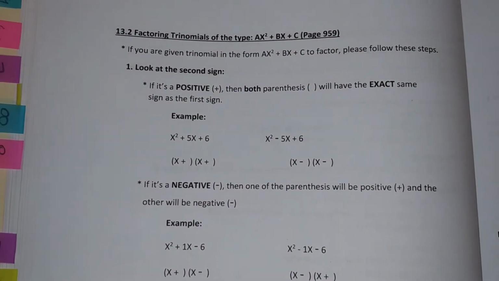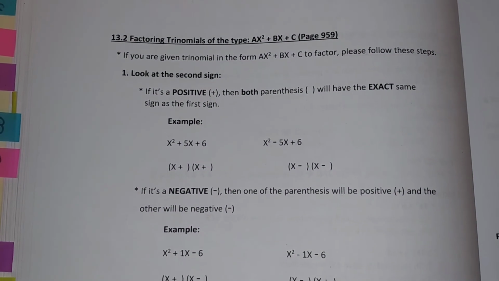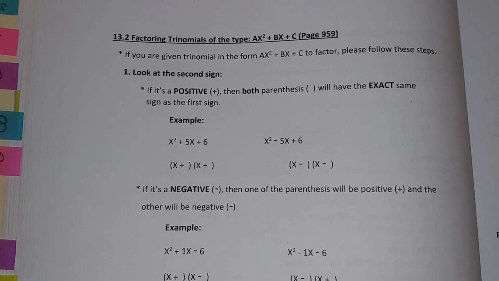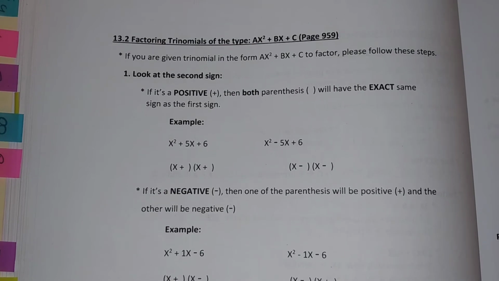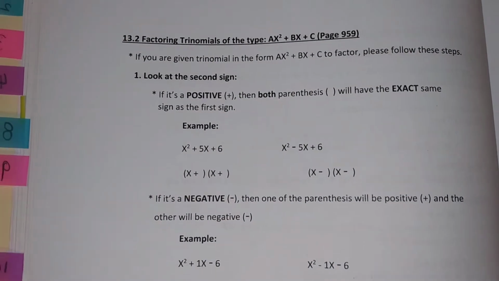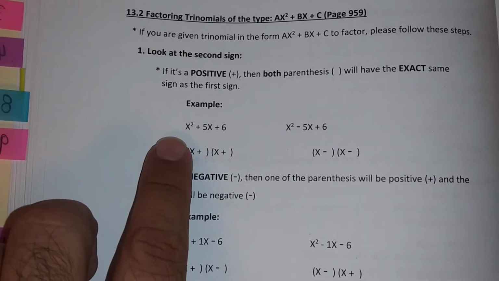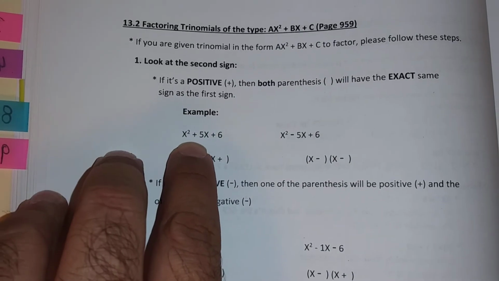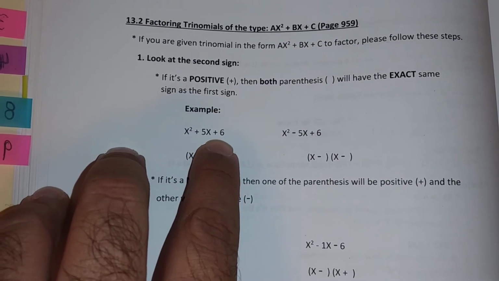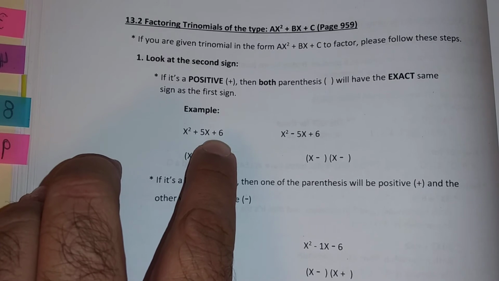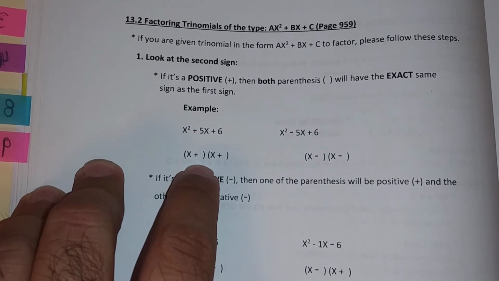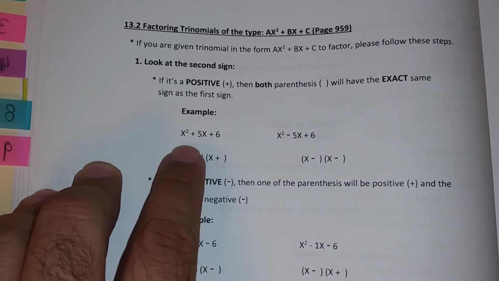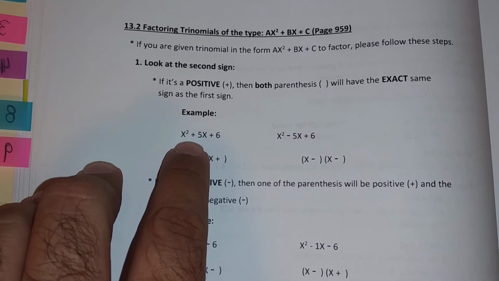It says that if it's a positive, then both parentheses will have the same exact sign as the first sign. So what does that mean? Okay, so in the case of the first example, we have x to the second plus 5x plus 6. So we're looking at the second sign, it's a positive, so both parentheses here will be the same sign as the first sign in the original trinomial.